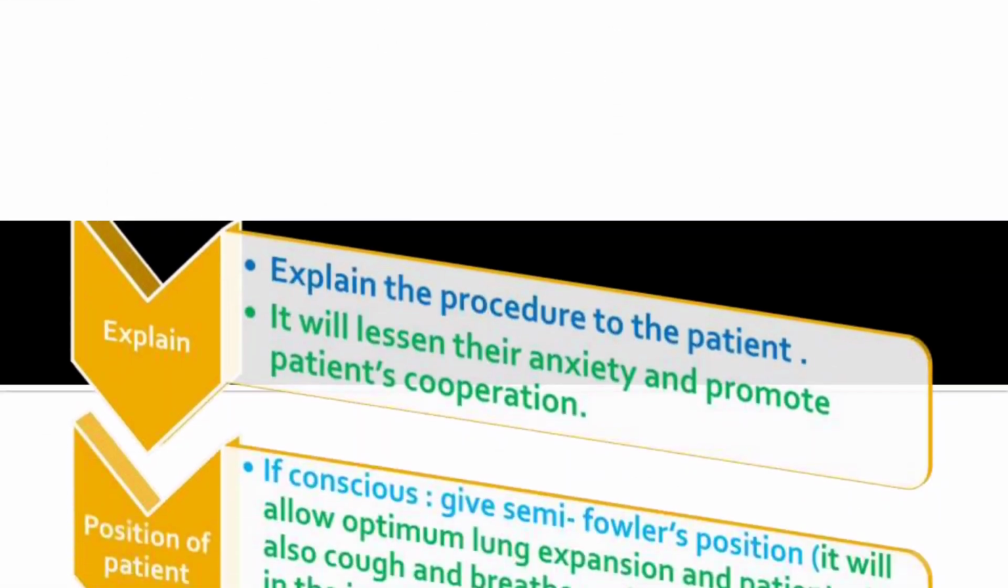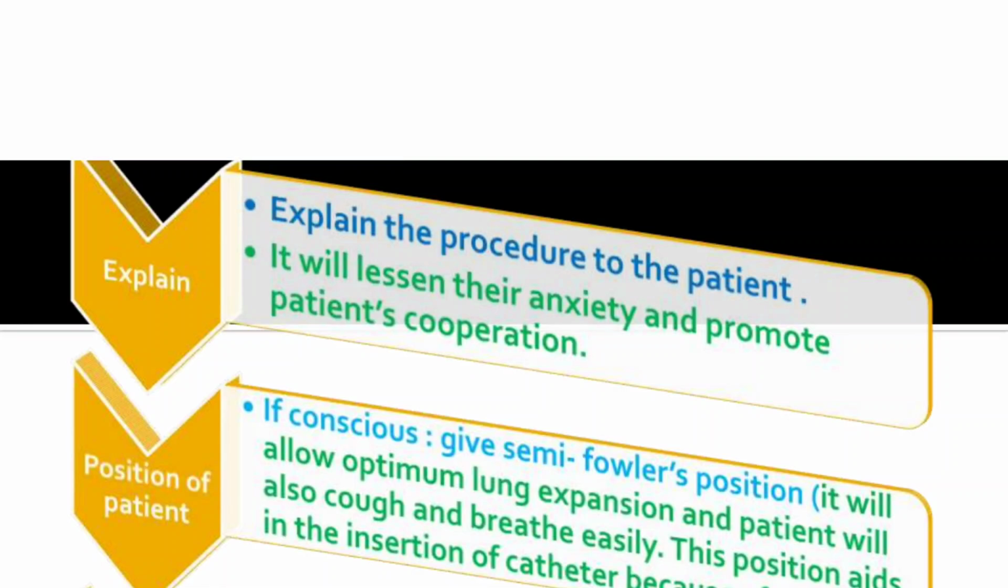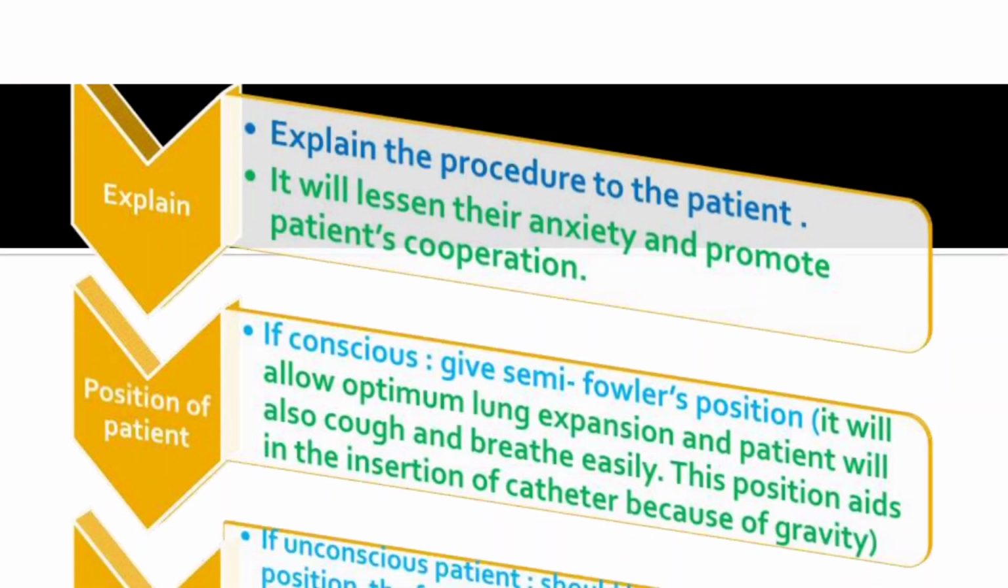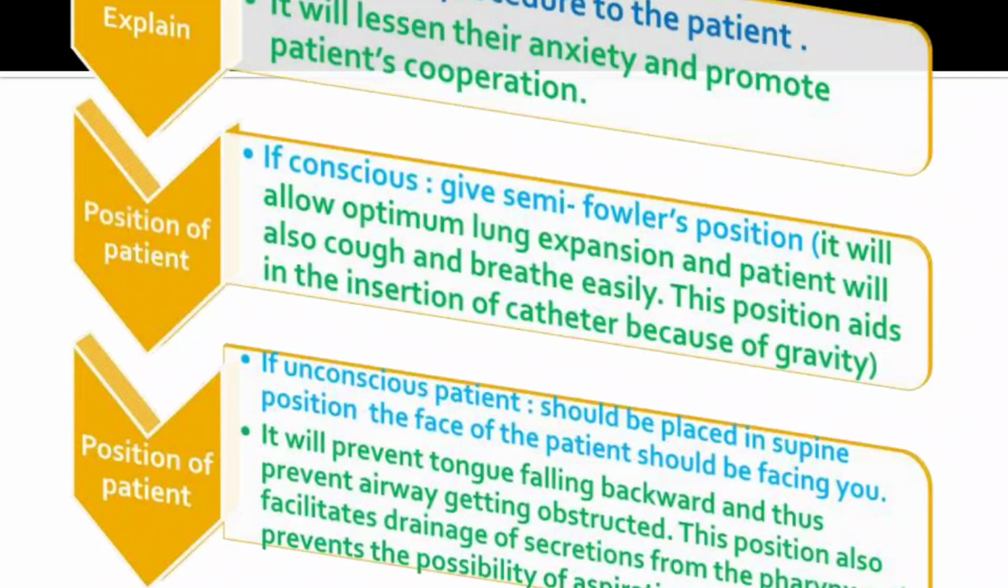Intra-procedure steps. Explain the procedure to the patient. It will lessen their anxiety and promote the patient's cooperation. Position of patient: if conscious, give semi-Fowler position. It will allow optimum lung expansion and the patient will also cough and breathe easily. This position aids in the insertion of the catheter because of gravity.